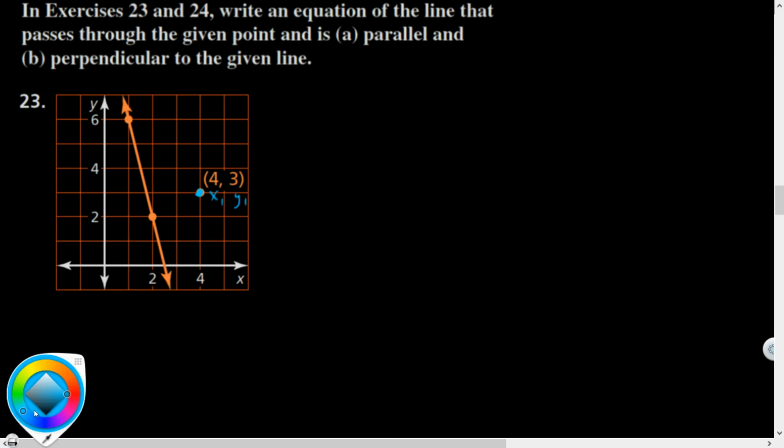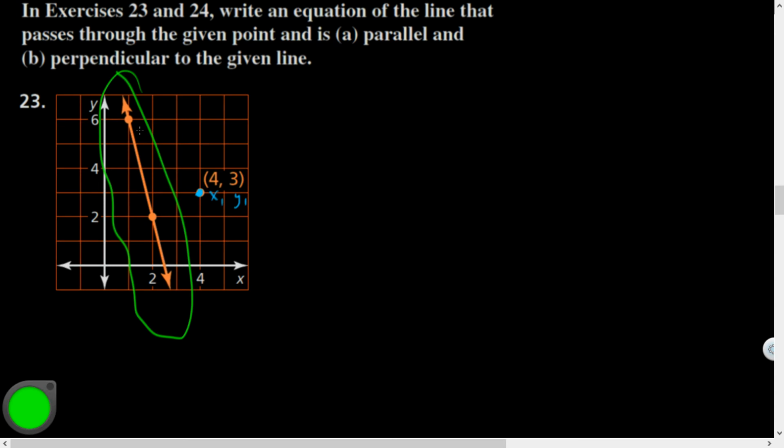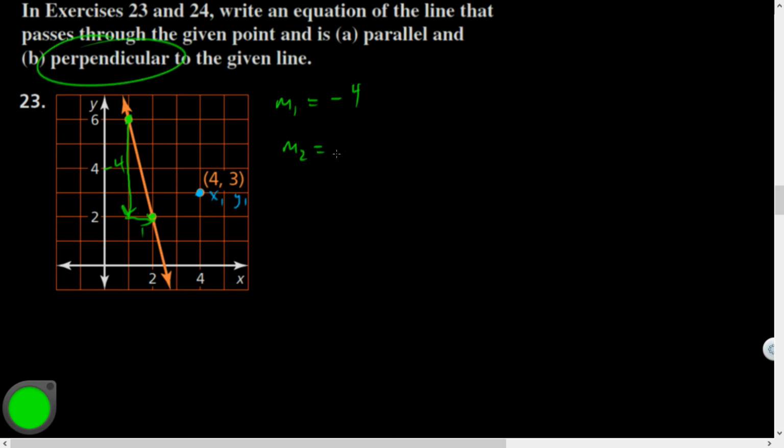So if I want to find perpendicular, I first need to find the slope of my given line. How do I find that slope? All right, so the slope here, if I do rise over run between two of these points, it's going down 4 and over 1. So that means the slope of their line is -4, and the slope of our line, for perpendicular, is going to be what? Plus 1/4.